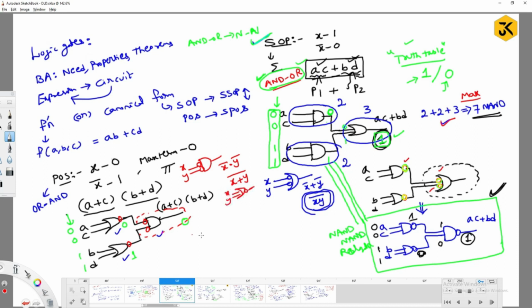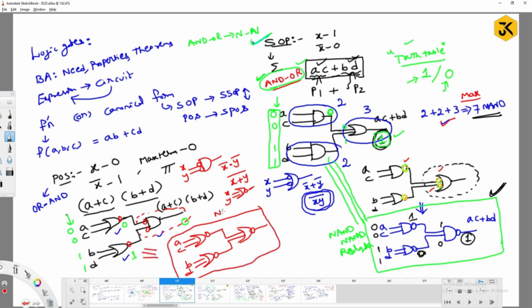So I can represent this entire circuit like this: AC, BD, that's it. So this is the parallel or equivalent representation of this one. So this is what I can call NOR-NOR realization, right? So it is easy for us to implement any circuit in terms of NOR-NOR relation when your circuit is in the form of OR-AND representation, meaning that it should be in the form of product of sums.